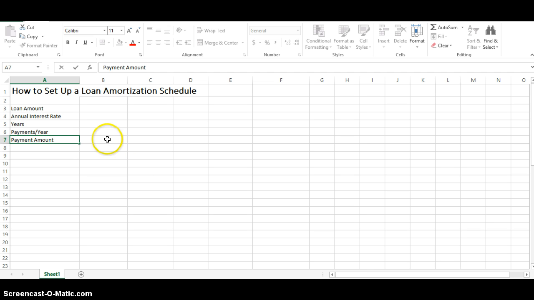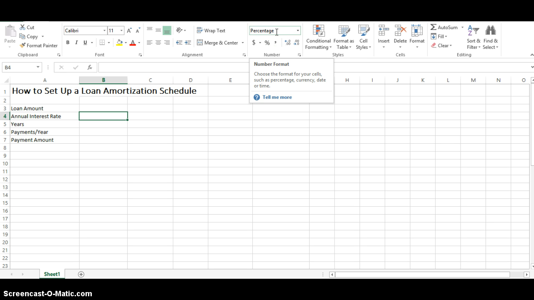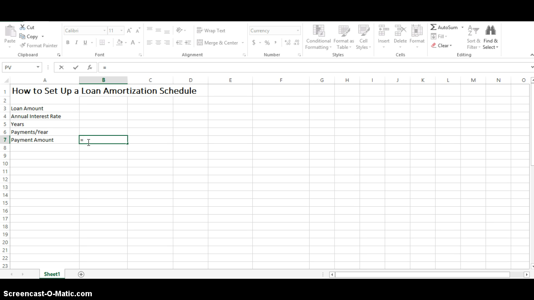Luckily, the payment amount is something that Excel will calculate for you. But before we do the formula, I like to make sure that my loan amount is in currency and that my annual interest rate is set up as a percentage. This just makes the calculations easier later on. So to get the payment amount, we're going to use the formula payment, which is found in Excel by typing in PMT. This will calculate the standard payment that you should be making every time a payment's due.